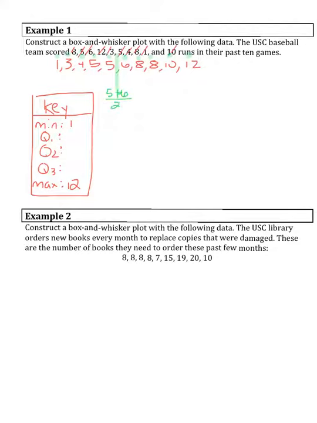You can probably do that in your head, or just think about what that is. What's right in the middle between 5 and 6? It should be 5.5. 5 plus 6 is 11, 11 divided by 2 is 5.5. Okay, so since our Q2 was 5.5, it was right here in the middle. I'm going to circle that 5.5. I'm not going to use that for anything else.